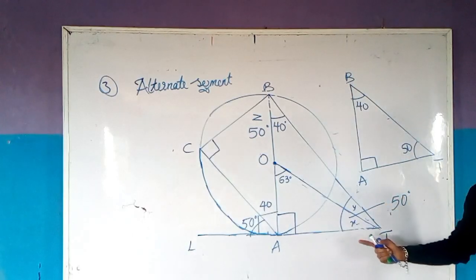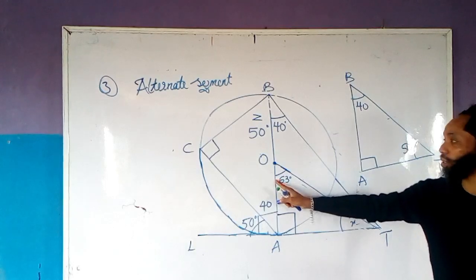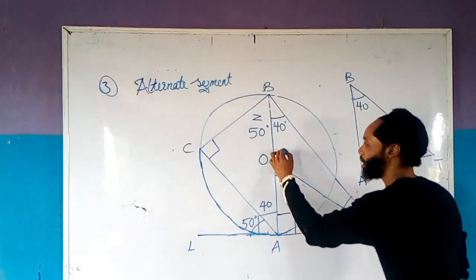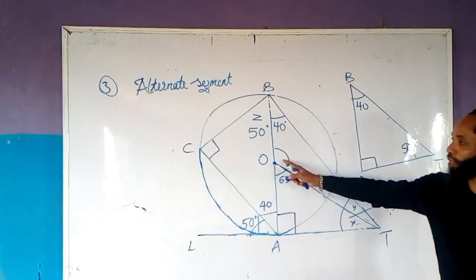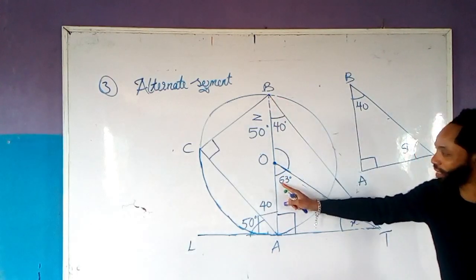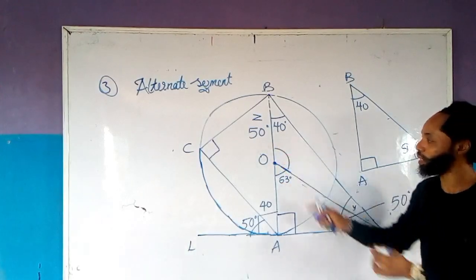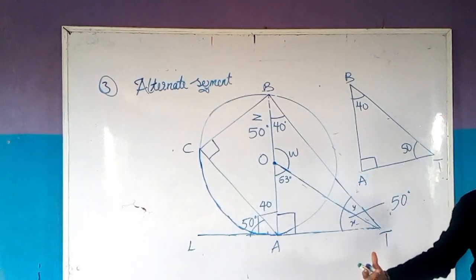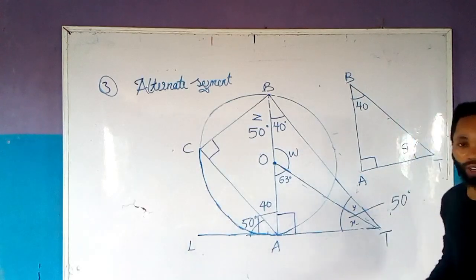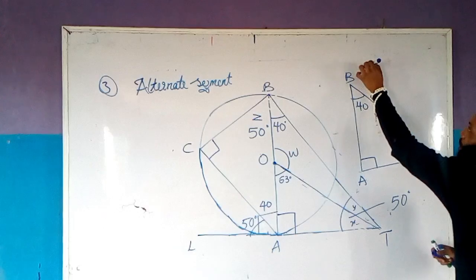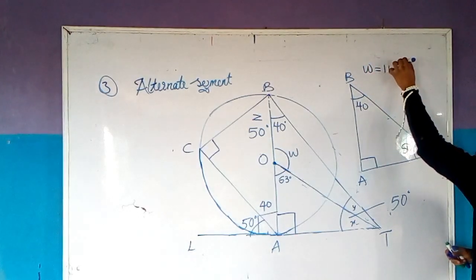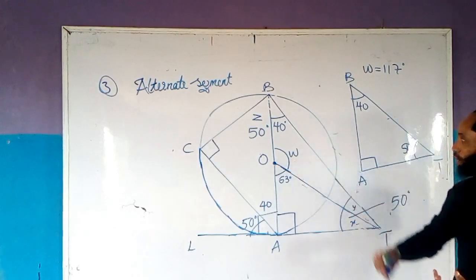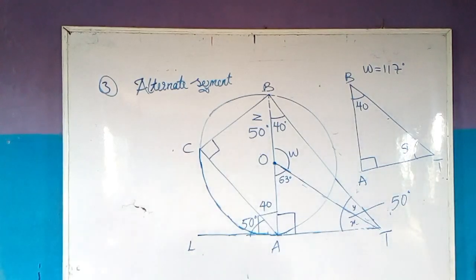But that's not enough. Remember, this is a 63 degree, and this is a straight line. Have you seen that? What does this remind us of? Angle on a straight line. If there is 63 degree, how do we get this place? We can name it to be W. What will our W be? 180 minus 63. That will give us what? So W is going to be 117. Angle on a straight line. Now we have this place as 117. So what do we do next? Let's show it.